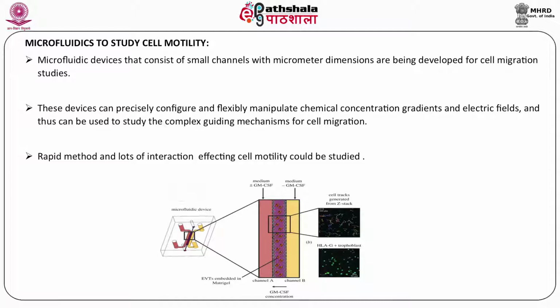Added to this are new upcoming technologies, microfluidics for studying cell motility. Microfluidic devices consist of small channels with micrometer dimensions and are being developed for cell migration studies. These devices can precisely configure and flexibly manipulate various concentration gradients and electric fields, and thus can be used to study the complex mechanisms controlling cell migration and motility. It's a very rapid method. Effectors can be studied to see their effect on cell motility.